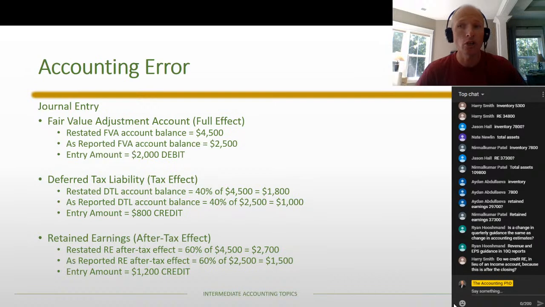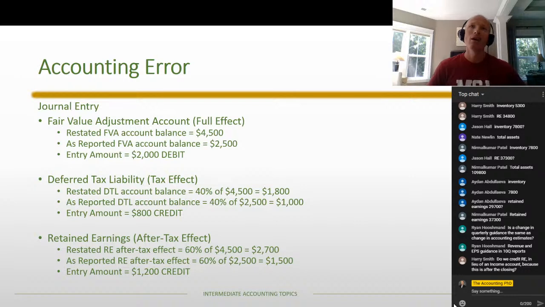And so when we talk about journal entries, Harry, given that there has not been an effect in the current year, in other words, we've closed everything, then the only accounts that are going to be subject to a journal entry are permanent accounts. Now, I will say, there could be a situation where you discover an error during the year, and in that case, there would be temporary accounts that may need to be corrected.